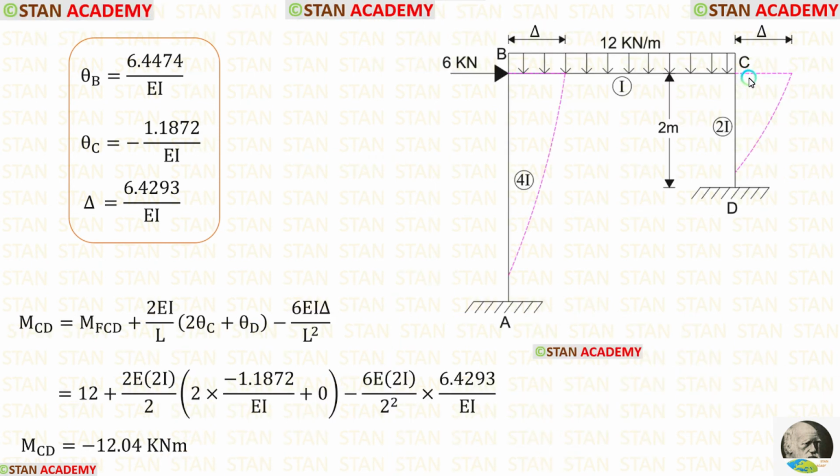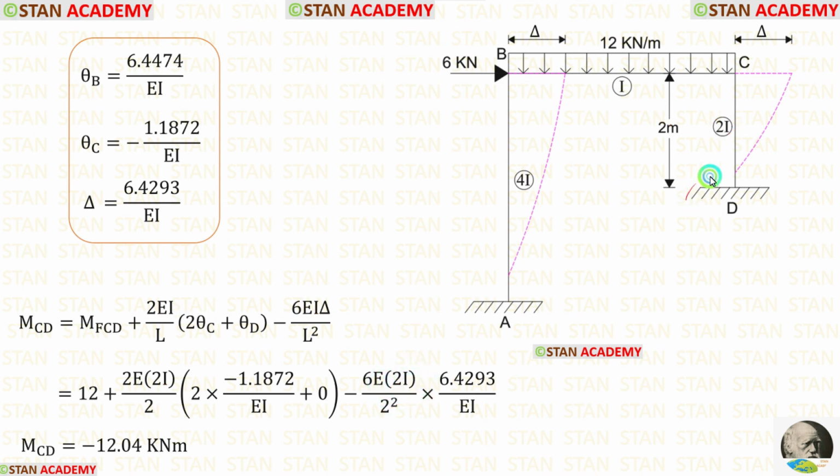Now let us make the slope deflection equations in the column CD. Since the column CD is subjected to sway, with the equations we have to add the sway moments. First, let us apply the fixed end moment. Length of CD is 2. Let us apply that. The moment of inertia for CD is 2I. So instead of I, we have to apply 2I.